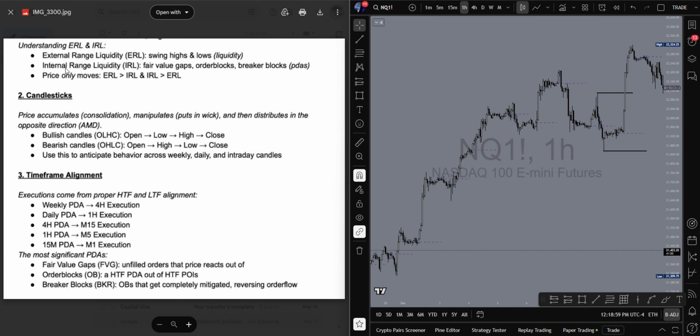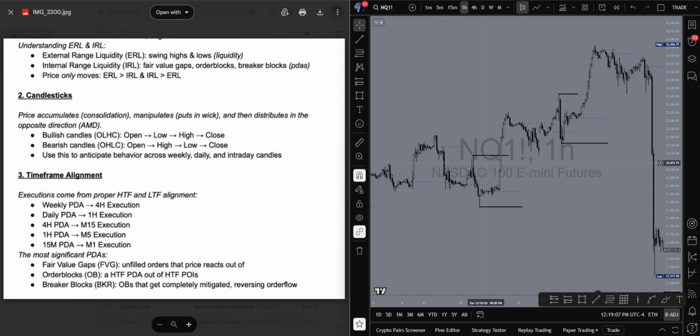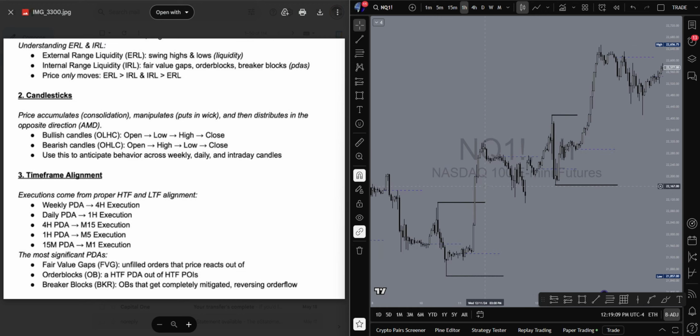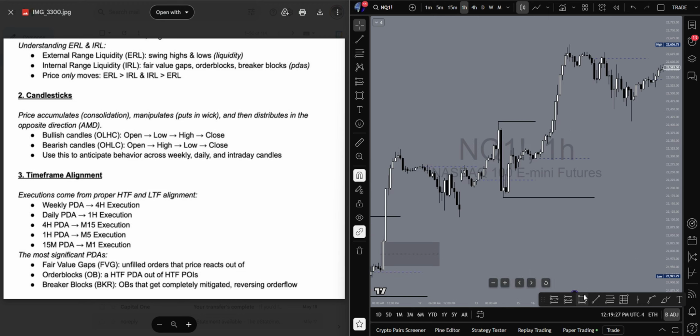So with our internal range of liquidity, we are targeting PD arrays, mostly fair value gaps is what I look into. So with our boxes right here, what are we looking at? So we zoom in a little bit and we notice our internal range of liquidity. There's a little one right here. Let's go to this box. Here's our PD array right here.